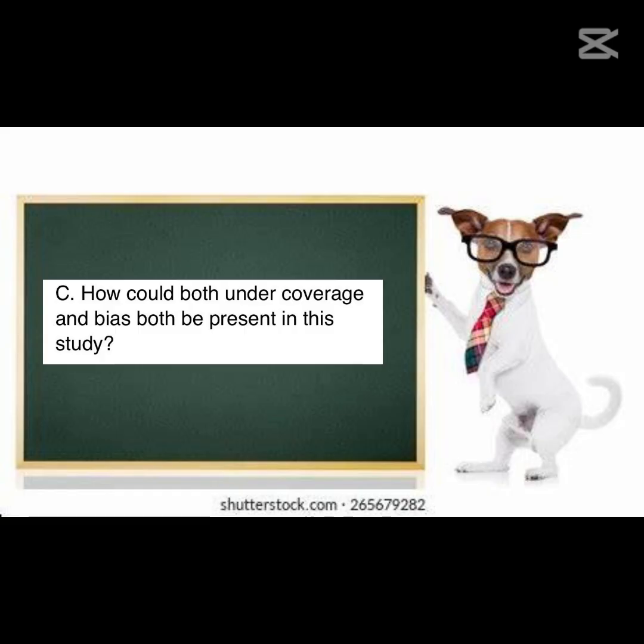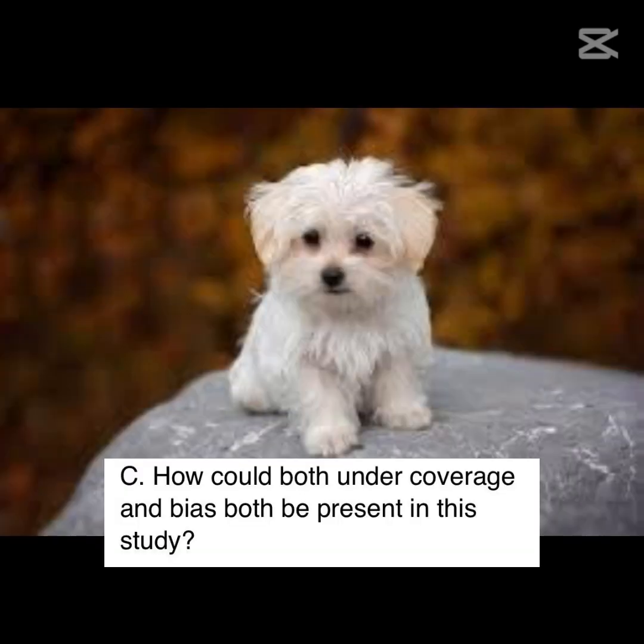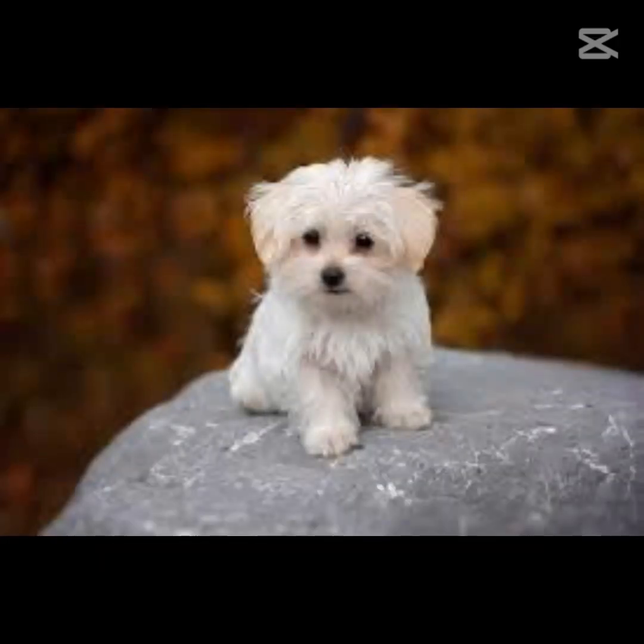Question 3 asks us how both undercoverage and bias could be present in the study. Let's address undercoverage and bias. Undercoverage happens when part of the population is left out. For example, if we only use large dogs in this study, the results wouldn't apply to smaller dogs because they were excluded in the experiment.